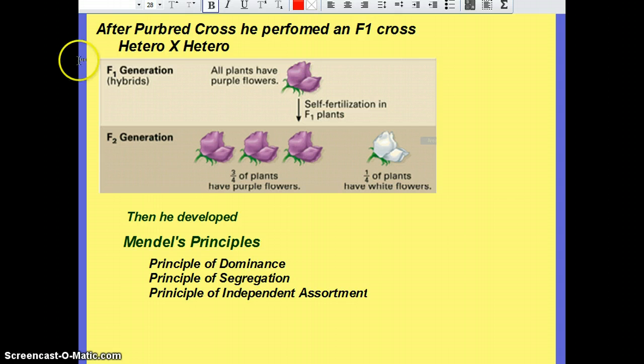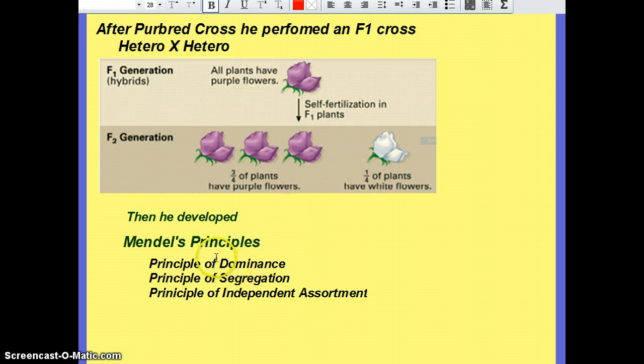He later performed another test. He crossed the F1s, which basically were the offspring of the first cross. So he crossed a hetero and a hetero, and then he ended up with this. 3 of the 4 plants had purple flowers, and 1 of the 4 plants had white flowers.